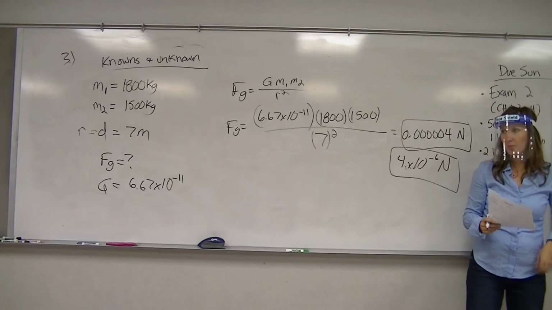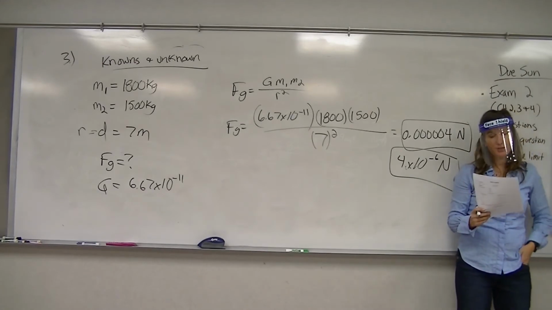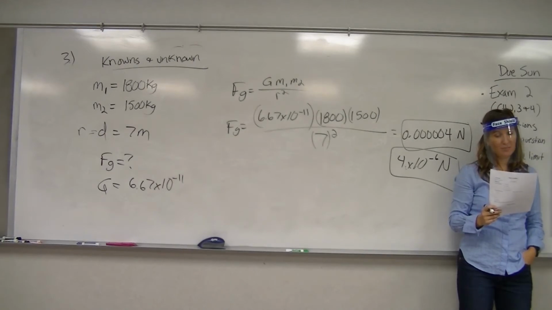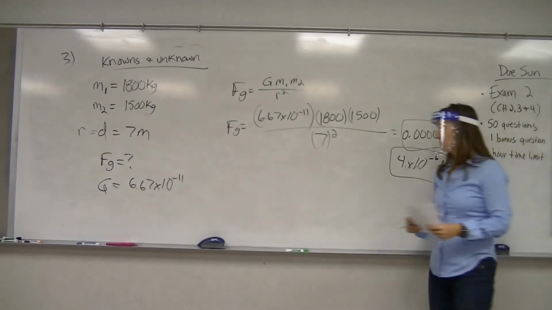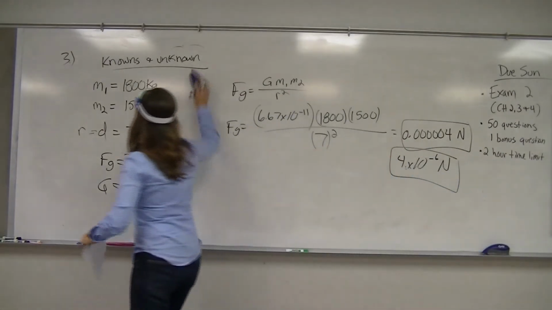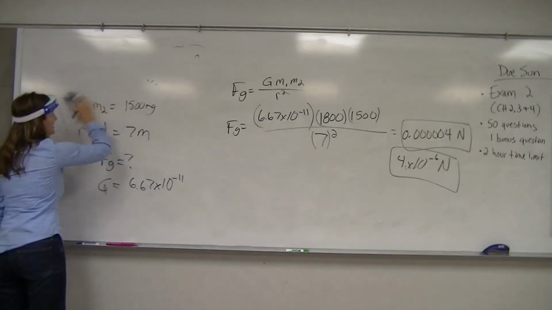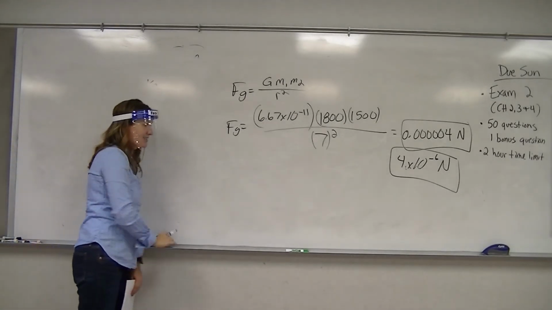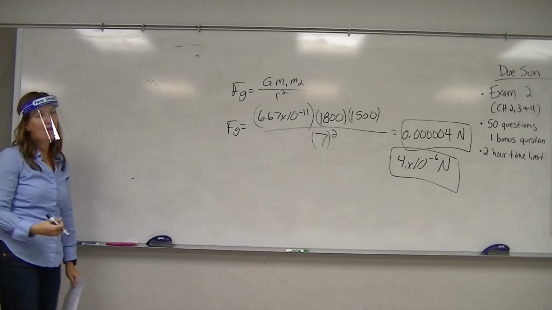So moving to number 4, this is just a concept question. It's saying, while your mass is the same everywhere, explain why your weight may vary from place to place. When I say your mass is the same everywhere, you need to look at the definition of mass. So mass is the matter that an object is made up of.